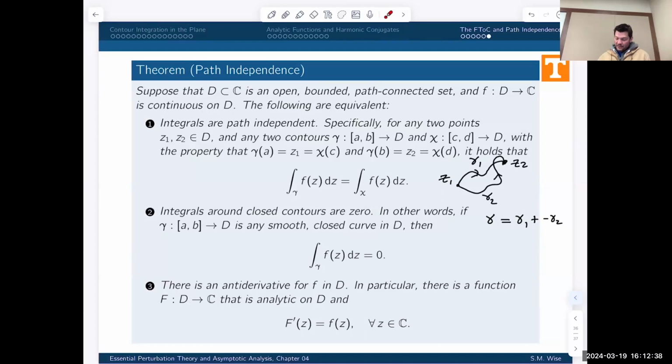So there is an antiderivative for f in D. In particular, there's a function capital F. So we're working with little f as our base function. Capital F that is analytic on D and has the property that F prime of z is equal to little f of z.